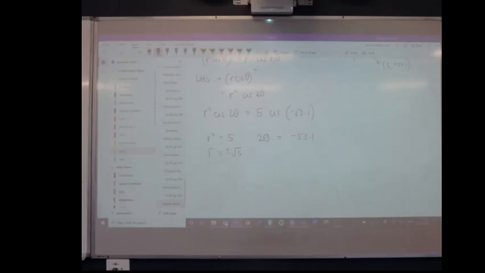Okay? So therefore, as r is a... I don't use the term scalar because it's a distance, and we're all familiar with the term scalar because we've all done vectors, right? Or it's a magnitude if you like, because it's the size of the distance. Therefore, r is equal to root 5. Okay, so we've solved one.